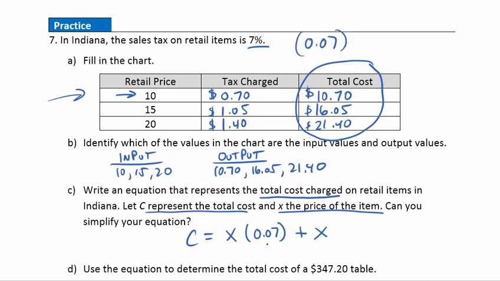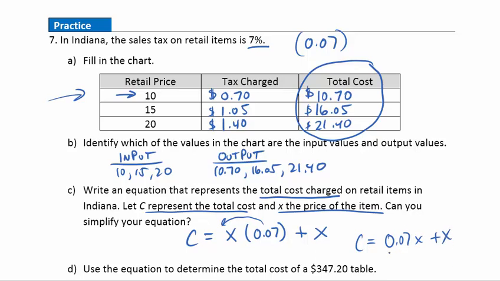Now, typically when I write a number times a variable, I usually write that number out front. So I'm going to rewrite my equation just a little bit here, just so it's kind of in the normal form that we would see it. All right, so we'd have this 0.07x plus x.